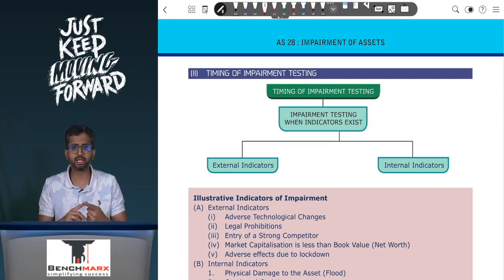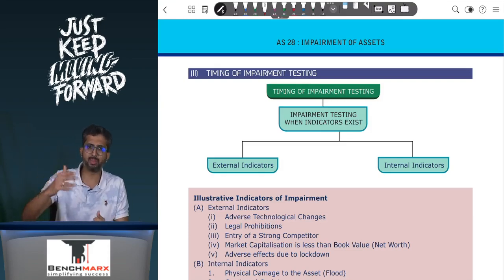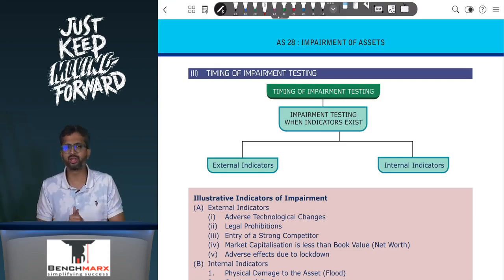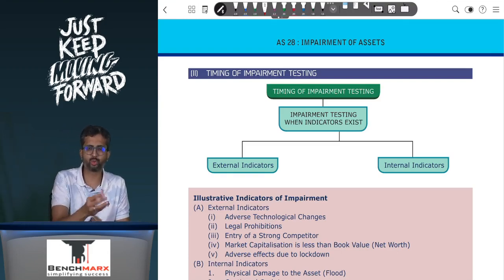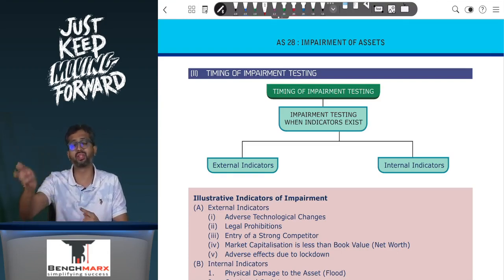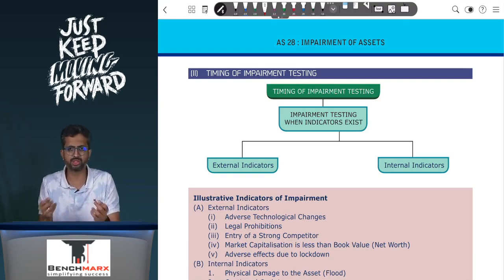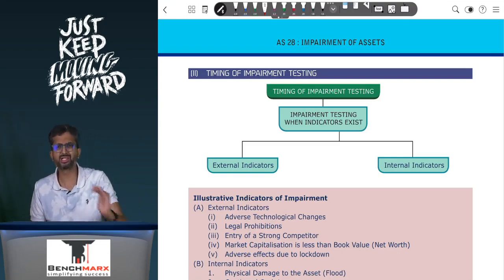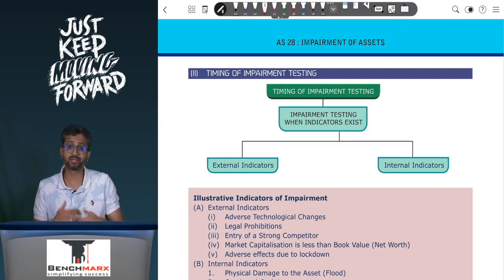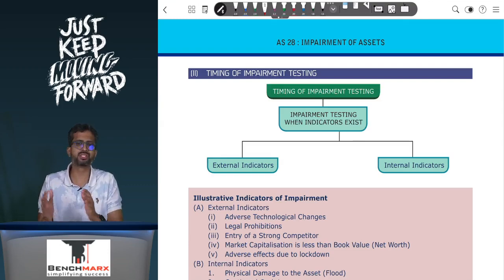For example, entry of a strong competitor like Jio, or a legal ban like the government banning tobacco, or let us say introduction of a new technology. For example, Kodak was manufacturing photo films and now you have digital photography, in which case there is an indicator of impairment based on external factors, or a COVID-19 lockdown. Internal factors can be continued cash losses or physical damage on the asset.